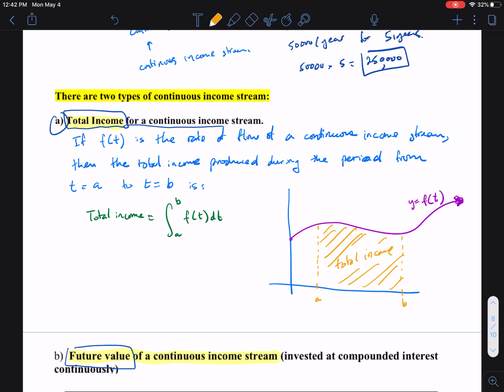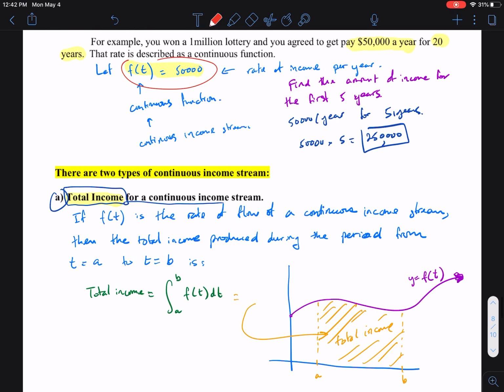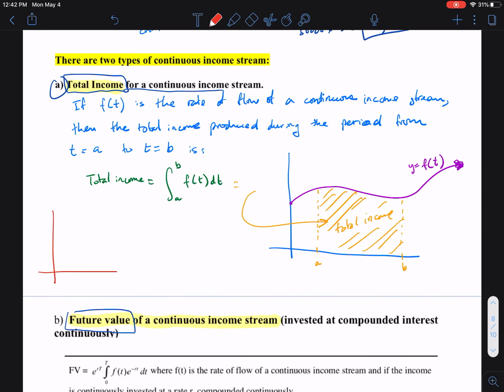Okay, and that total income there can be just calculated using this definite integral, right? So from that example, this function here, if we graph that, 50,000 a year, so that's the horizontal graph, 50,000. That's our f of t there.